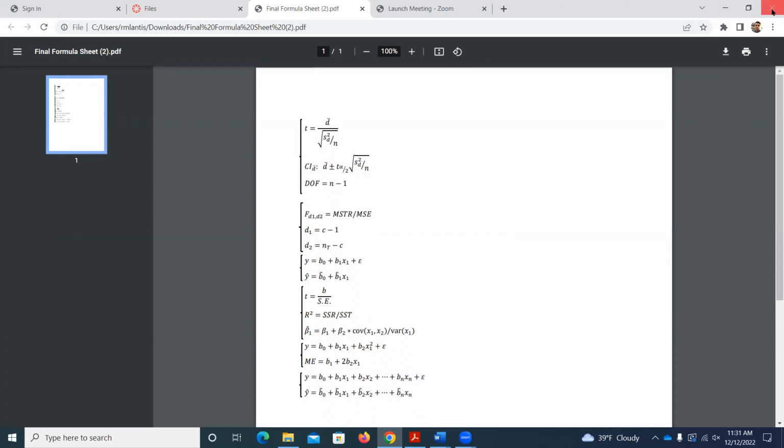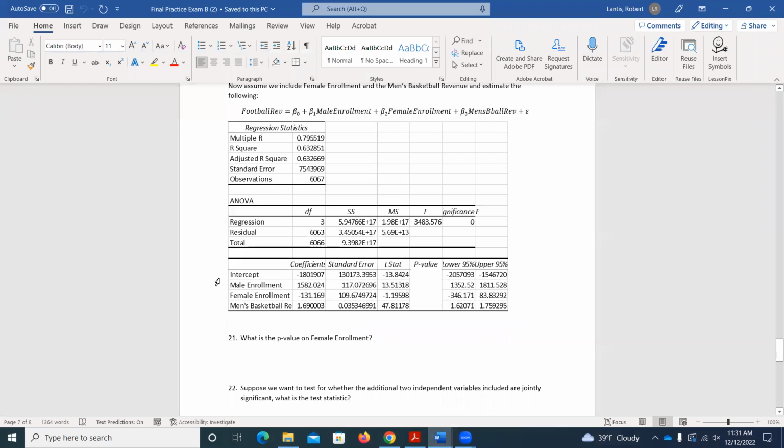So we go back. The intercept here was what? Pretty large. So negative 180.1907. I would then add to that 1582 times however many males this hypothetical school has enrolled, so multiply that by 5,000. I would then add in the next variable's coefficient, negative 131. So I'm adding in a negative here. I guess I should technically write that as subtracting it, right? So negative 131 times however many female students they have enrolled.